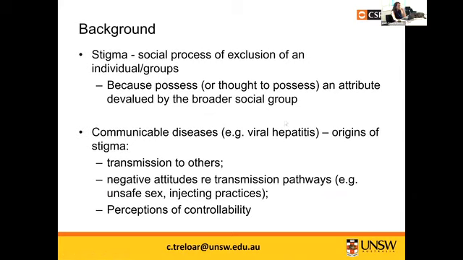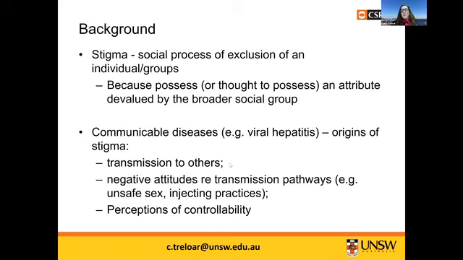So for stigma, we understand stigma is a social process of exclusion of individuals or groups because they possess or are thought to possess an attribute that's devalued by the broader social group. For communicable diseases like viral hepatitis, the origins of stigma are really important to consider around the transmissibility of these infections to other people. These are the concepts that drive stigma, particularly in communicable diseases.